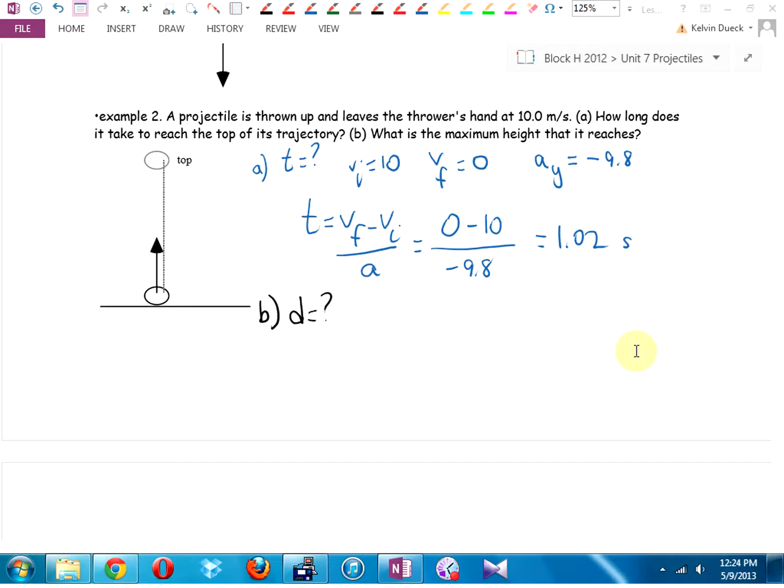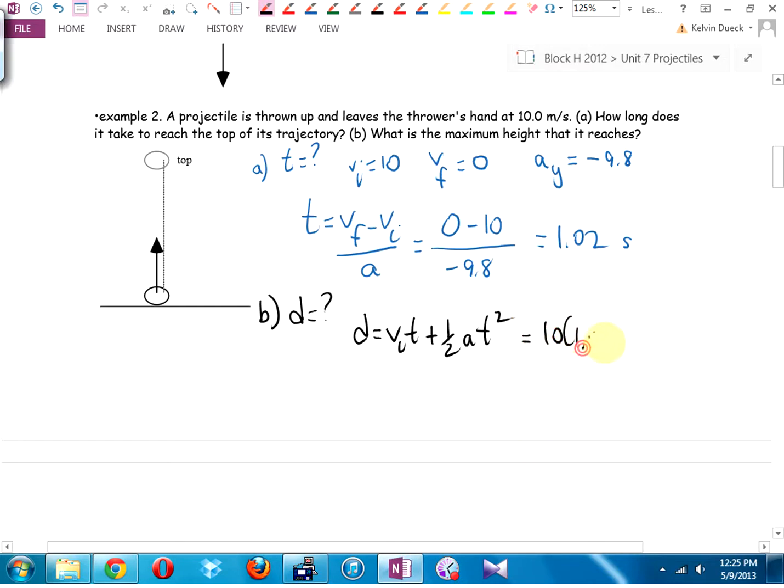And Jacob, I'm going to use good old D equals VIT plus 1/2 AT squared, because that lets me straight plug and chug. In fact, if I had time, I'd do it both ways on the test. And if I get the same answer both ways, then I have to be right. And I know my time answer for A must have been right because I couldn't have fluked into getting the same answer both ways. VI was 10 times 1.02 plus 0.5 times negative 9.8 times 1.02 squared.